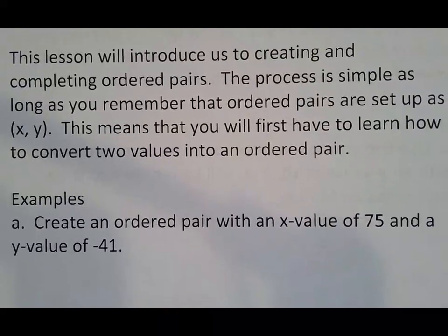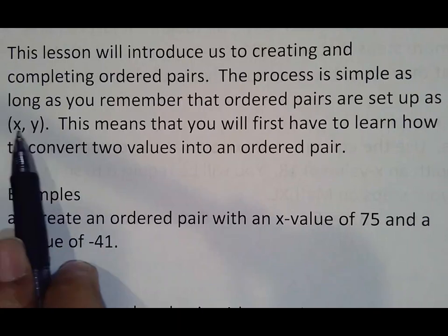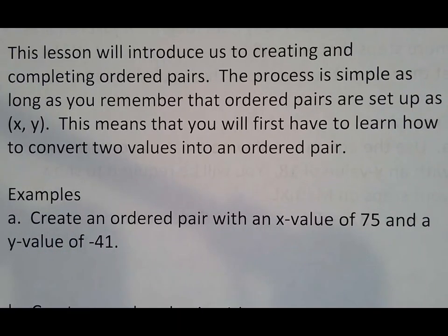The process is simple as long as you remember that ordered pairs are set up as x comma y. So again, the first number is x, the second number is y. This means you must first learn how to convert two values into an ordered pair.